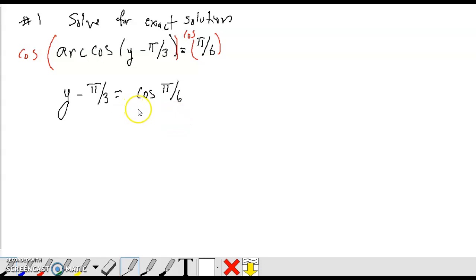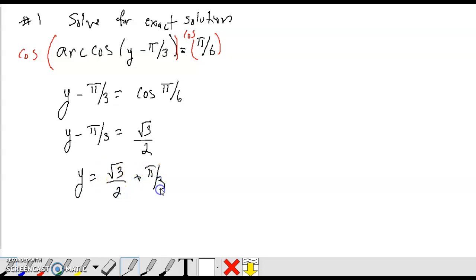All right, at this time, we can simplify things a little bit more. I actually know what the cosine of pi over 6 is. That is on my unit circle. So I'm going to replace the cosine of pi over 6 with root 3 over 2. That's all I can do. I want to isolate for y, so I'm going to add pi over 3 to the other side. Pi over 3. And that's it. That's all I can do to this problem. There's no need to set up a triangle in order to solve some more.